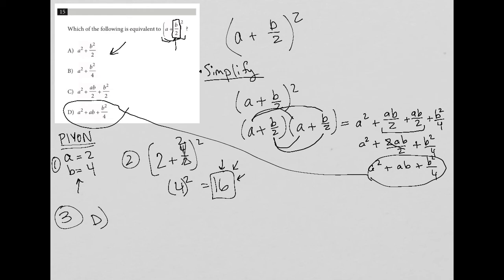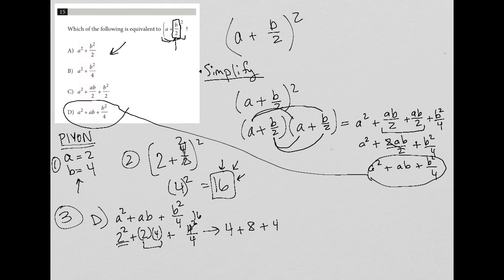Choice D says a squared plus ab plus b squared over 4. Again, I said that a is 2, so I'm going to turn this into 2 squared plus 2 times 4, because b is 4, plus 4 squared over 4. And what I get from that is 2 squared is 4, 2 times 4 is 8, and then 4 squared is 16. 16 divided by 4 is 4, and 4 plus 8 plus 4 is equal to 16, and there is the matching number to what I got when I plugged those same values into the question.